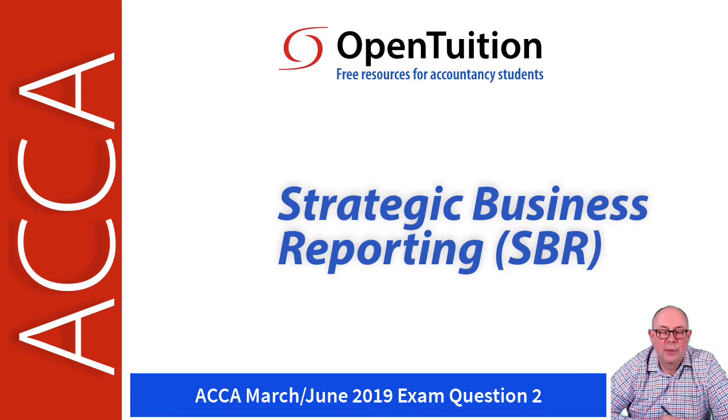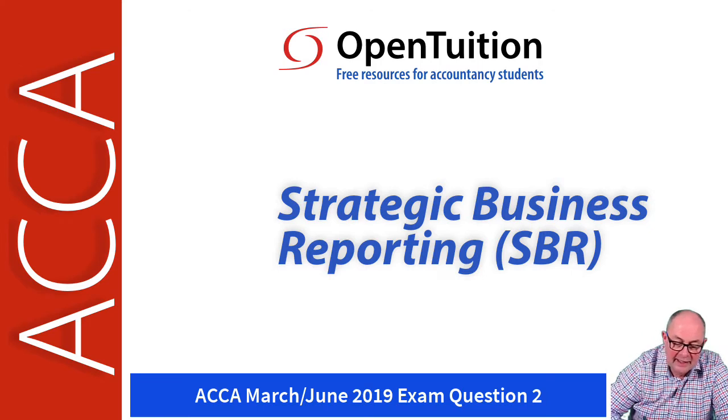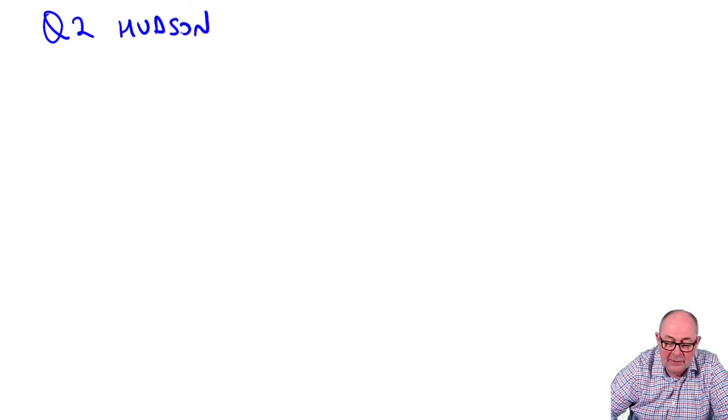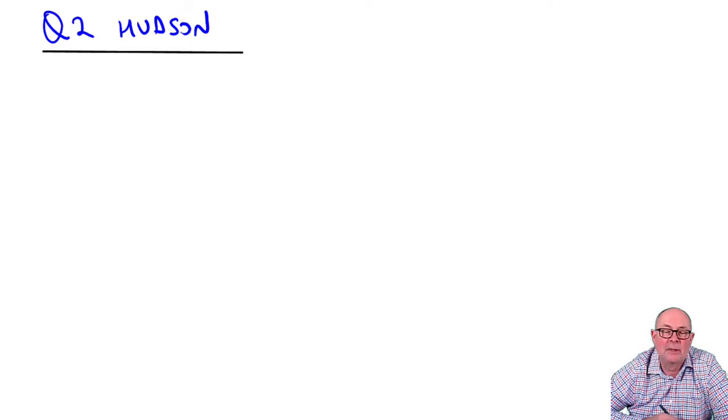Now we're going to look at question 2. Question 2, again, is the question that's called Hudson. It's in 3 parts and, of course, includes an ethics element. The first part is about accounting knowledge. On the face of it, again, it looks very complicated, but there are some very easy marks to get.